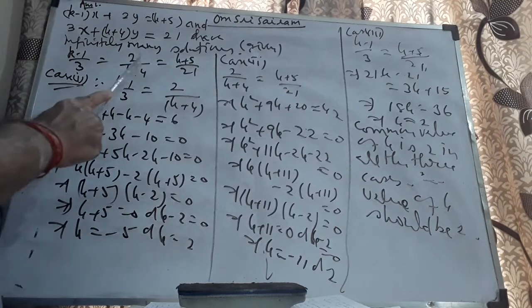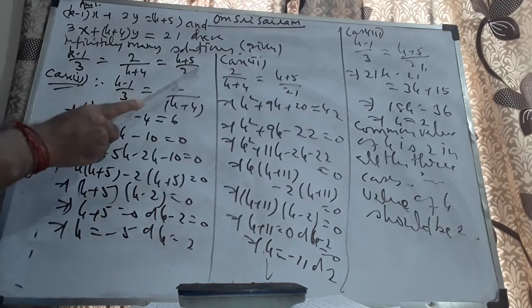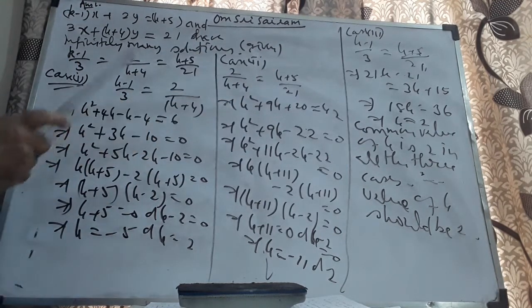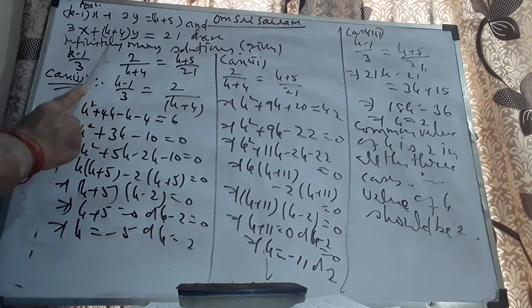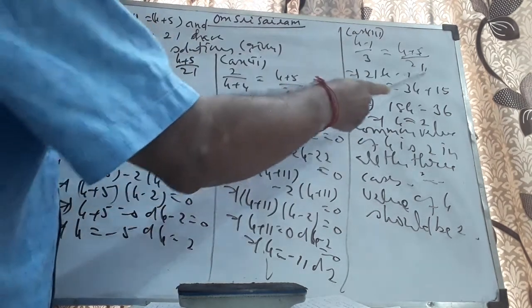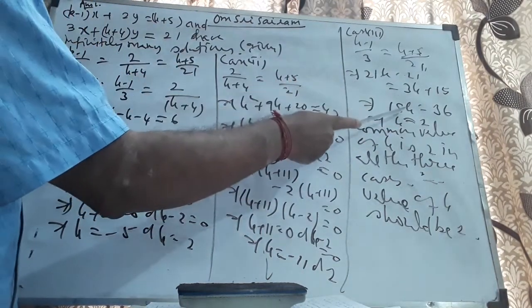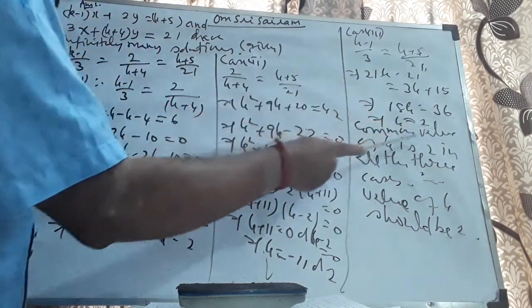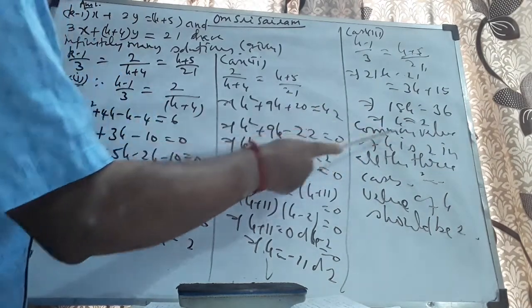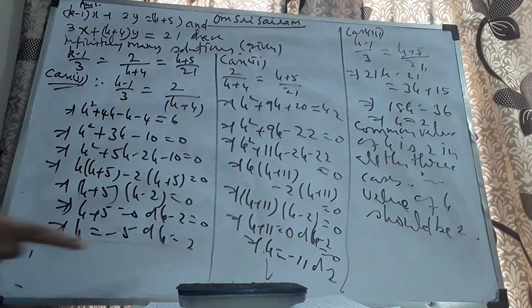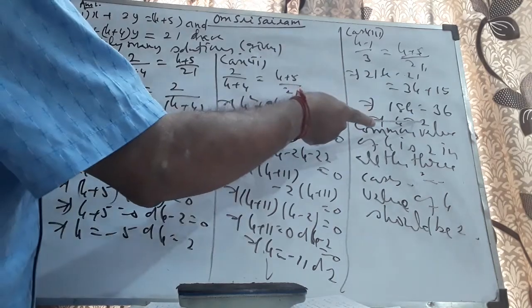Third case, I'll equate the first and third ratio. k minus 1 by 3 is equal to k plus 5 by 21. 21k minus 21 is equal to 3k plus 15. 21k minus 3k is 18k. 21 plus 15 is 36. 36 by 18 becomes 2. For the first case here I get 2 or minus 5. Here I get 2 or minus 11. Here I get k is equal to 2.